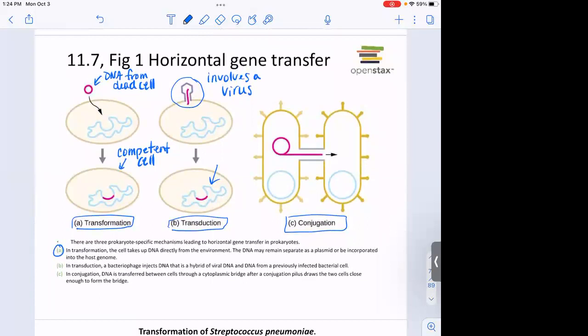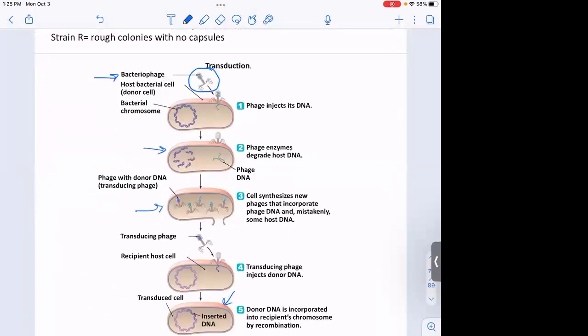And conjugation, we've talked about this because when we talked about that structure, the pilus that some bacteria can make. I think this drawing is a little bit confusing because it kind of looks like that plasmid is being transferred through the pilus. We think that that's not the case, that the pilus is just something to draw the two cells together and then a pore opens up. But whatever, we can draw it that way, I suppose.